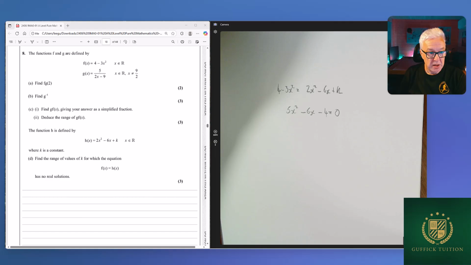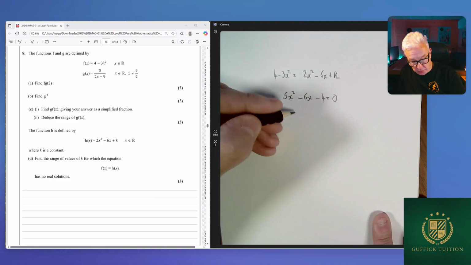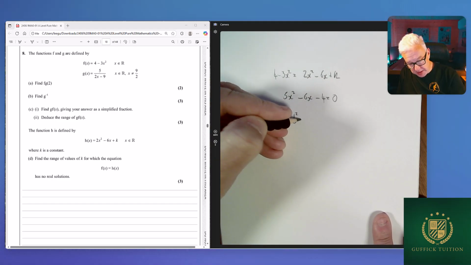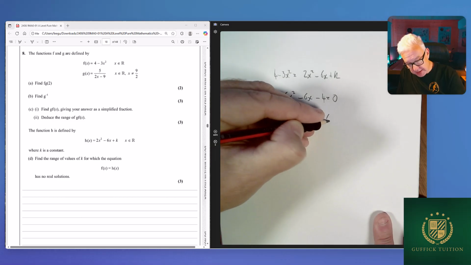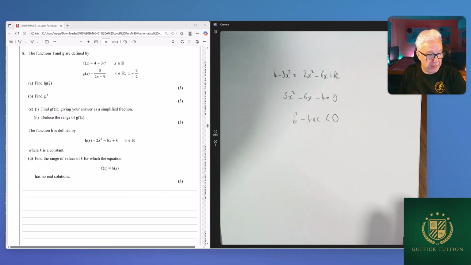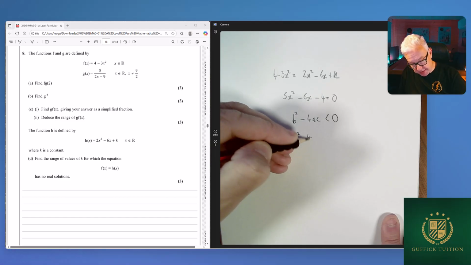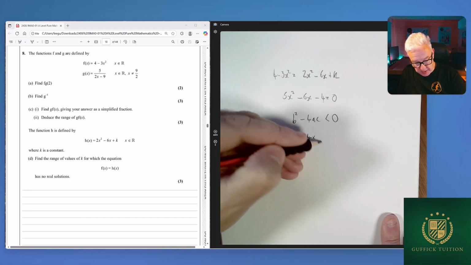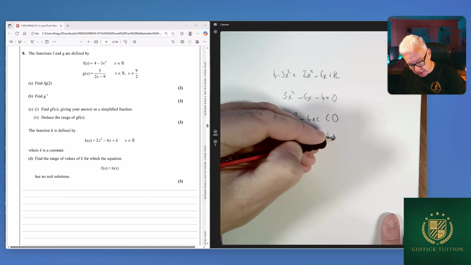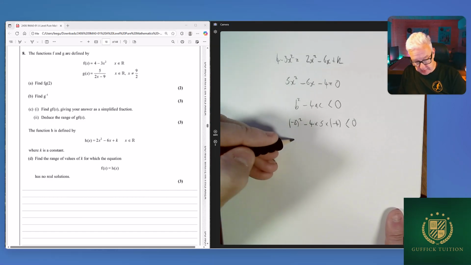Now, if these two equations are equal to each other, let's have a think about this. Oh, hang on. It says find the range of values for which there are no real solutions to this equation. So we're implying that the discriminant, the b squared minus 4ac, is going to be less than 0. So that's what we're after. Our b is minus 6, so minus 6 squared, times 4, times a, which is 5, times c, which is minus 4, is going to be less than 0.